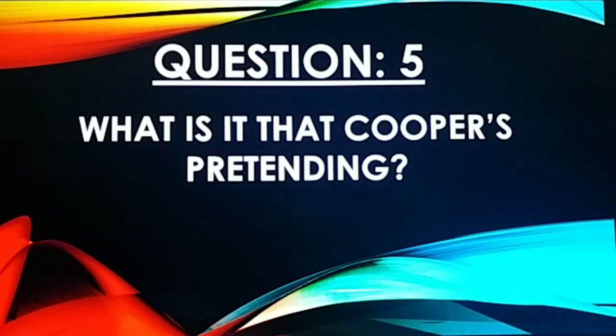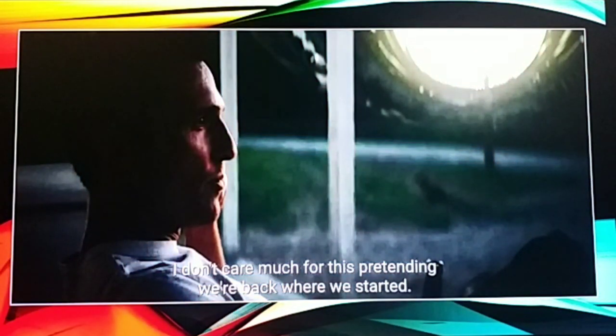So now question 5. What is it that Cooper's pretending? So in the end, when Cooper reaches Cooper Station, he's talking to Tars and he tells him, I don't care much for this pretending, we're back where we started. So, what is it that Cooper's pretending? I mean, who is he pretending in front of? And why does he need to pretend anything?